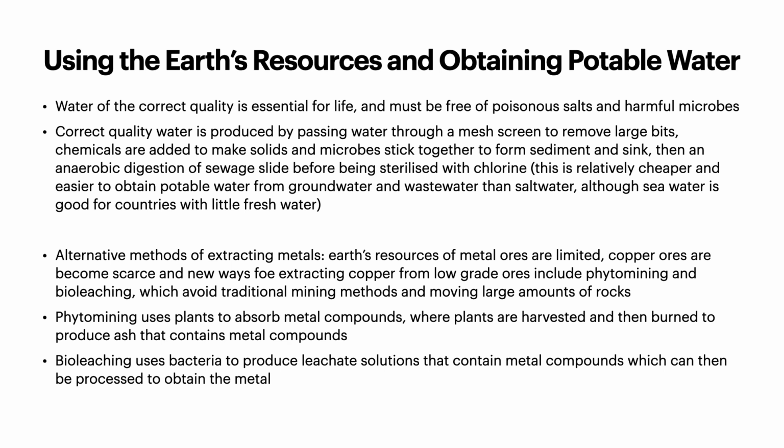Alternative methods of extracting metal as well. So Earth's resources of metal ores are limited. Copper ores are becoming scarce, and new ways for extracting copper from low-grade ores, including phytomining and bioleaching, which avoid traditional mining methods and moving large amounts of rocks. Phytomining uses plants to absorb metal compounds, where plants are harvested and then burned to produce ash that contains metal compounds. And bioleaching uses bacteria to produce leachate solutions that contain metal compounds, which can then be processed to obtain the metal.